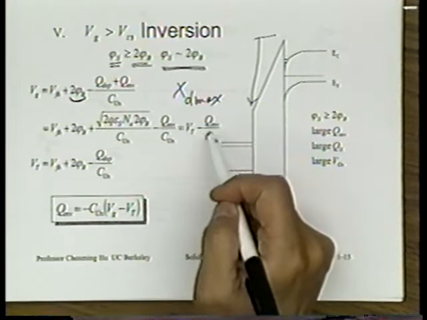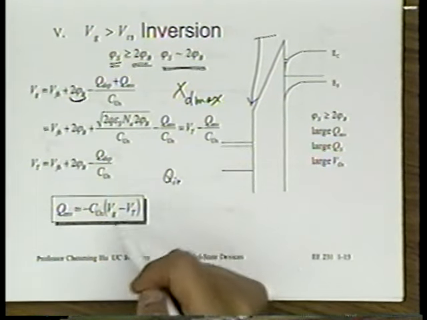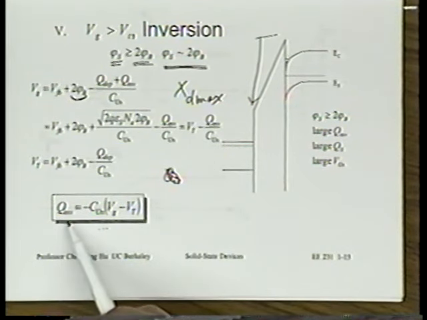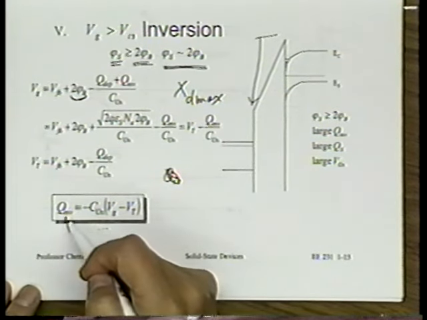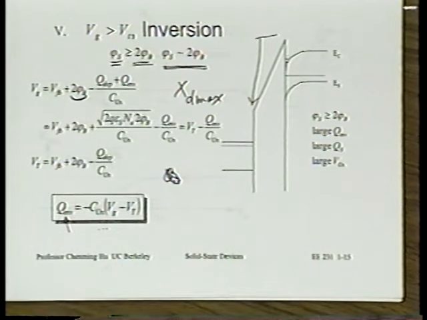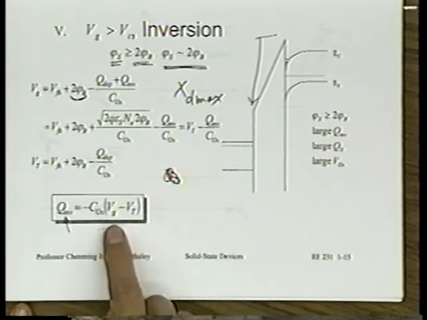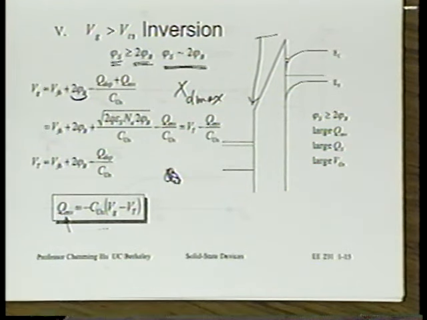And therefore we can put Q inversion on the other side and get this equation. Q inversion is equal to minus C ox times Vg minus Vt. That's very useful to remember because Q inversion determines the amount of current that flows through the transistor, so it's a quantity we're going to use a lot. I like to think that what this last equation is telling us is that we are indeed dealing with a simple capacitor, and therefore we have this Q equal to CV relationship. The only thing that looks funny is that there's an offset in the voltage. The V is offset by Vt, the threshold.